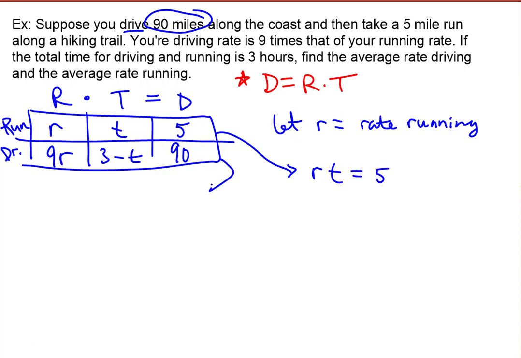If we do the same thing with the second row, that would be its rate, which is now 9 times the lowercase r, so 9r times the time, which is 3 minus t. We'll have to put that in parentheses since it's two terms. And we know that product is equal to 90, that distance.